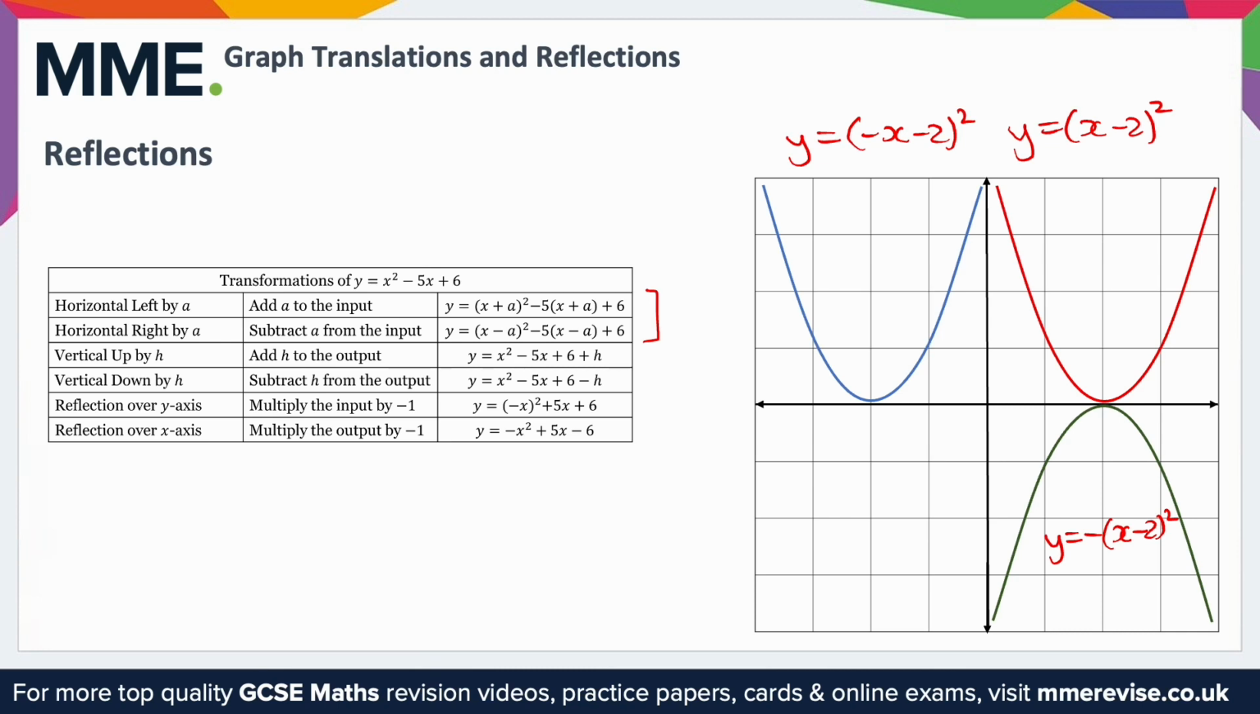To reflect over the y-axis, we multiply the input by minus 1. That's why it's minus x here. Or if we want to reflect over the x-axis, we multiply the output by minus 1. That's why the whole equation is minus (x minus 2) squared here.